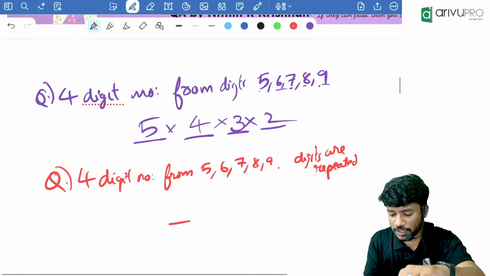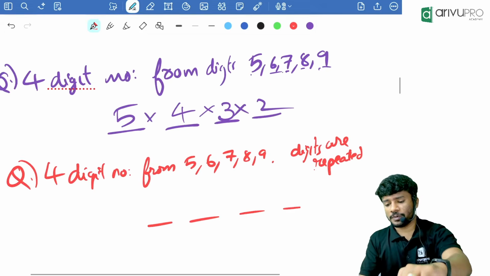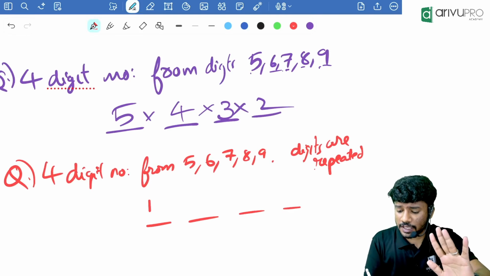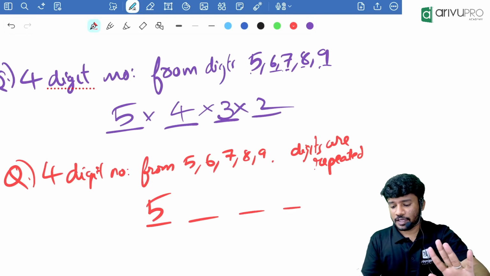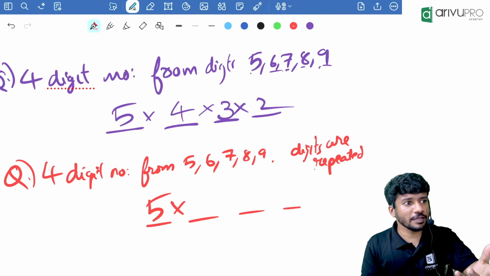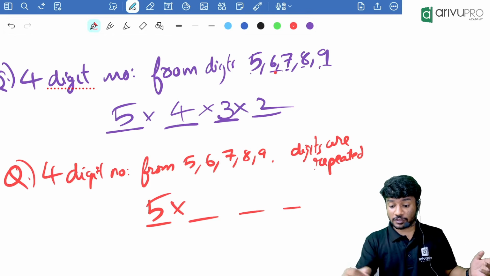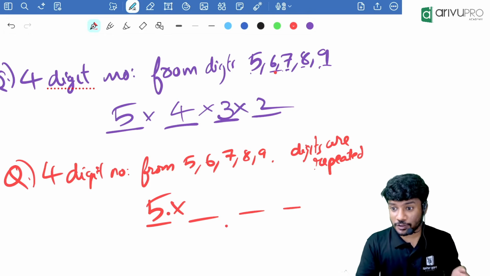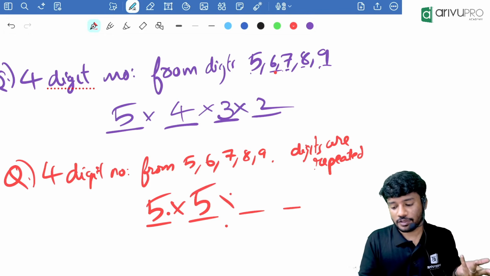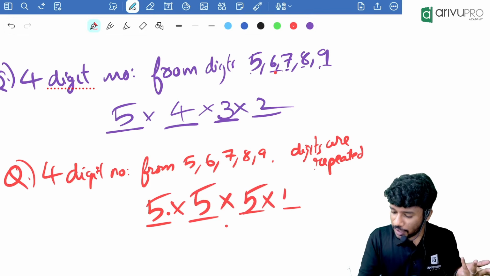So, how many vacant places? 1, 2, 3, 4. Now people, how many digits we have? 5 digits we have. How many people can sit in the first place? 5. If 5 of them already sat, how many are remaining? 5 are remaining. Why? Because if for example 6 already sat there, for the next place also we can consider 6. That means 5.